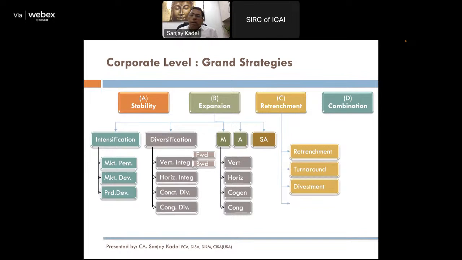Then you have divestment strategy where you take out your investments or you sell your stake in the company. Divestment. Liquidation is totally closing down the operations of a particular branch or a particular company. Liquidate, close it. So these are the overall grand strategies.